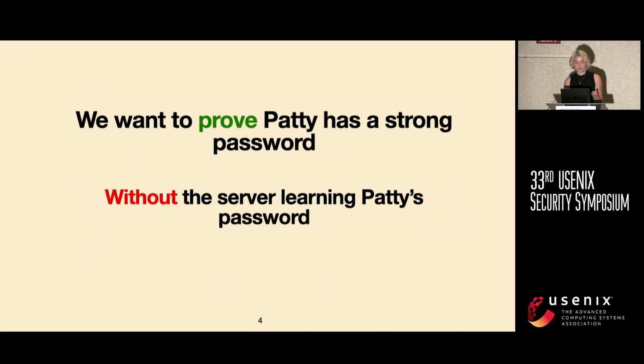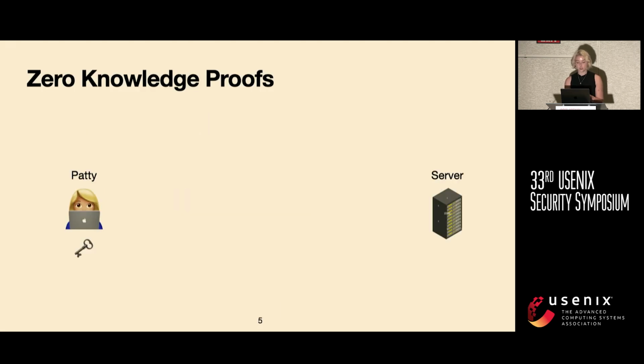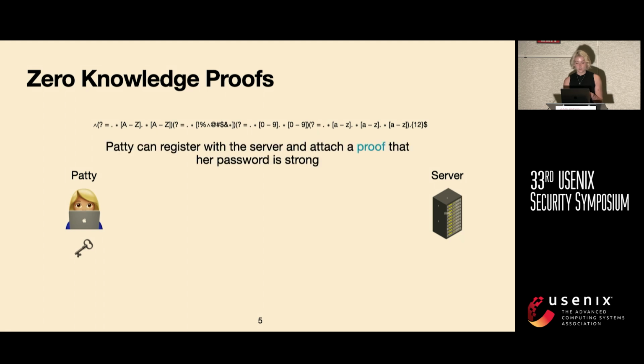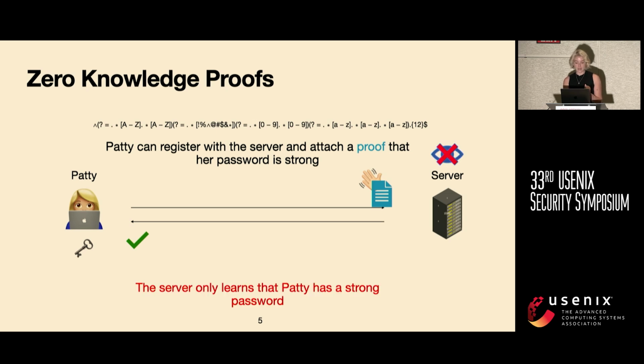So we want to prove that Patty has a strong password without the server learning Patty's password. And we're going to do this with a zero-knowledge proof. The server can express the notion of a strong password with a regular expression. Patty can then register with the server using APAKE and attach a proof that her password matches this regex, meaning that it's a strong password. The server can then verify the proof. Because we're doing this in zero knowledge, the server only learns that Patty has a strong password, nothing else.